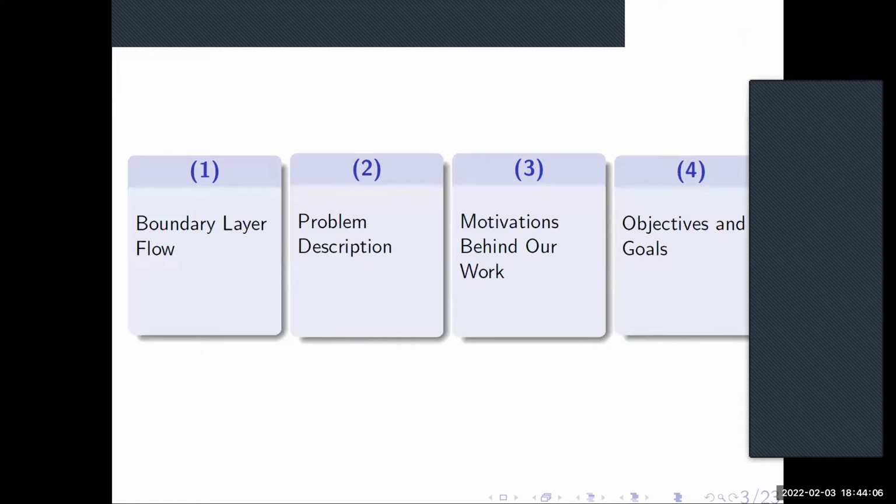Yes, please go on. Let's begin with introduction. First of all, we will talk about a brief of boundary layer problem, and then we discuss our main problem. After that, via literature survey, a few questions will arise, and that develops our research objectives and goals.